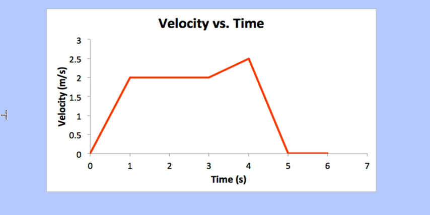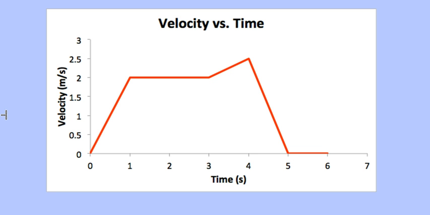Between 1 and 3 seconds, I have no acceleration, because the velocity is constant or not changing. Between 3 and 4 seconds, I would have an acceleration of positive 0.5 meters per second squared. And between 4 and 5 seconds, I would have an acceleration of negative 2.5 meters per second squared.